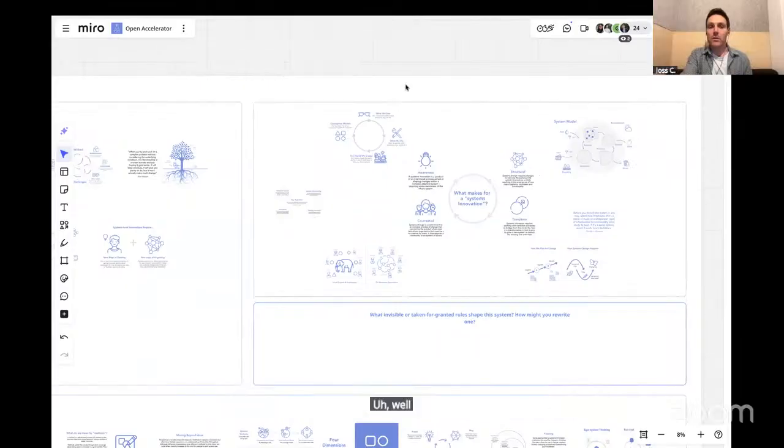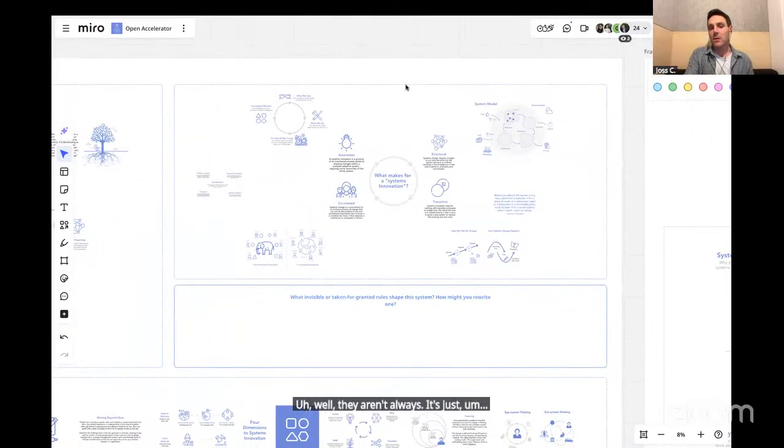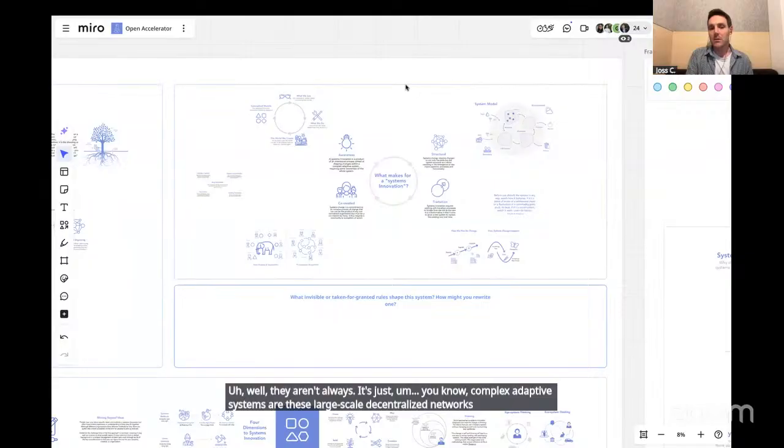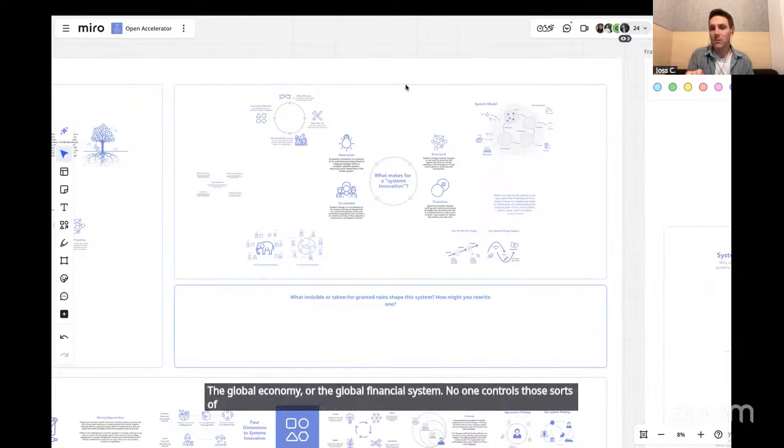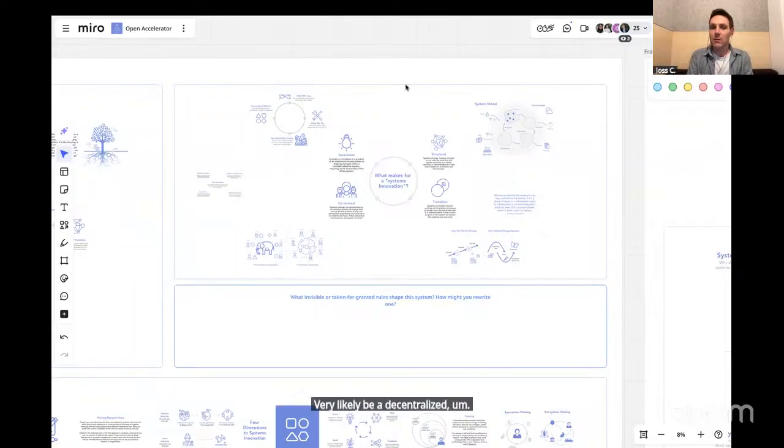Well, they aren't always. It's just that complex adaptive systems are these large scale decentralized networks. They're typically so large that no one can really control them. So you need approaches that are representative of that, right? If we take the global economy or the global financial system, no one controls those sorts of things. There is no organization that really controls the global economy. And there probably shouldn't be, right? So we need an approach that's actually relevant for the nature of that system, and it will very likely be a decentralized kind of approach.